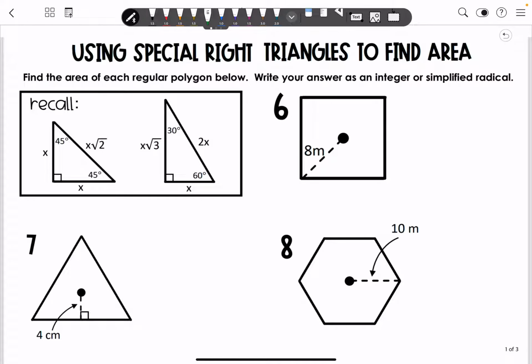All right, now let's go to the back. Sometimes you're only going to be given one side length, so you're going to have to use special right triangles to find the area. When that's the case, I want you to write your answer as either an integer or simplified radical, whichever one is more simplified. Don't forget all the 2's on the hypotenuse. So you've got your 2's and your 2's right here. You're going to have to think about your angles right here.